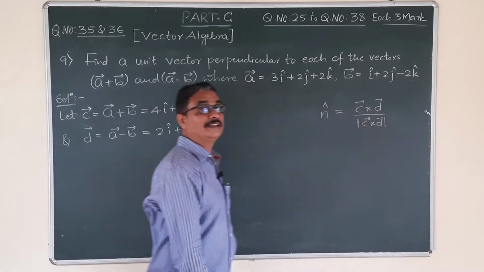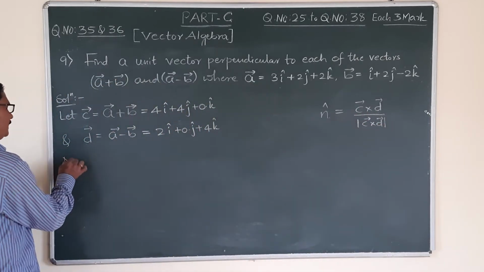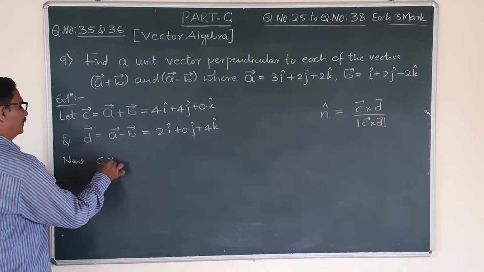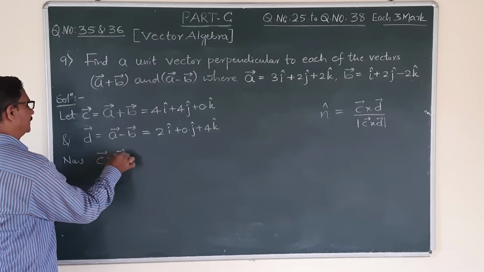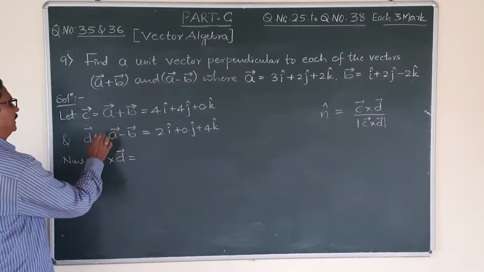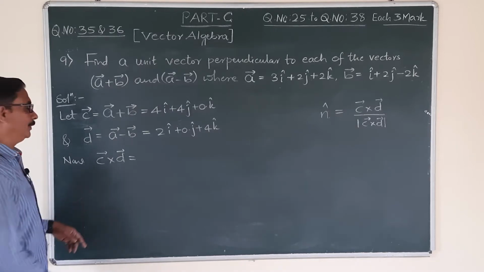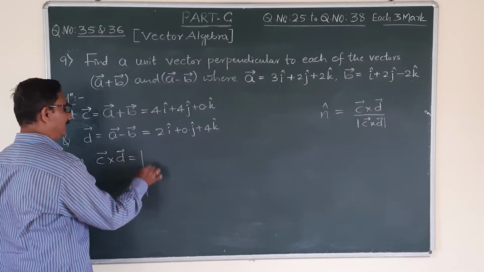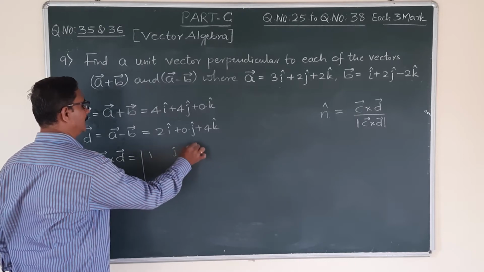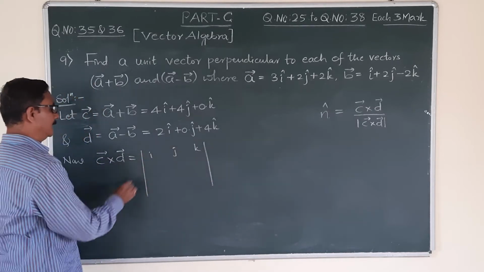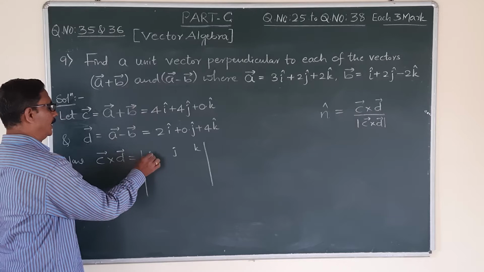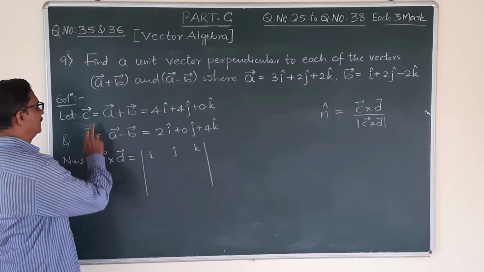Now first find c cross d. How to solve c cross d? Now c cross d is equal to c, which is a plus b, and d, which is a minus b. Now, the definition of the cross product of two vectors using the determinant: first row i j k, right? Second row, the coefficients of i j k in vector c.